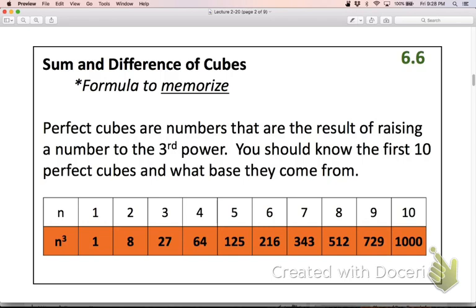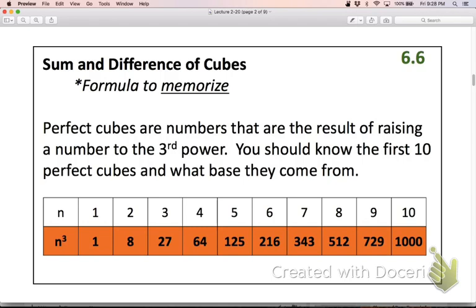Okay, so perfect cubes. The formulas that we're going to look at are the sum and the difference of cubes. So with perfect squares, you can only do a difference. But with perfect cubes, you can do a sum or a difference. It doesn't matter. So the first thing you have to know is you have to be able to recognize perfect cubes. Perfect cubes are numbers that are the result of raising a number to the third power. And you should be able to recognize the first 10, I would say, at the very least, and know what base they come from.